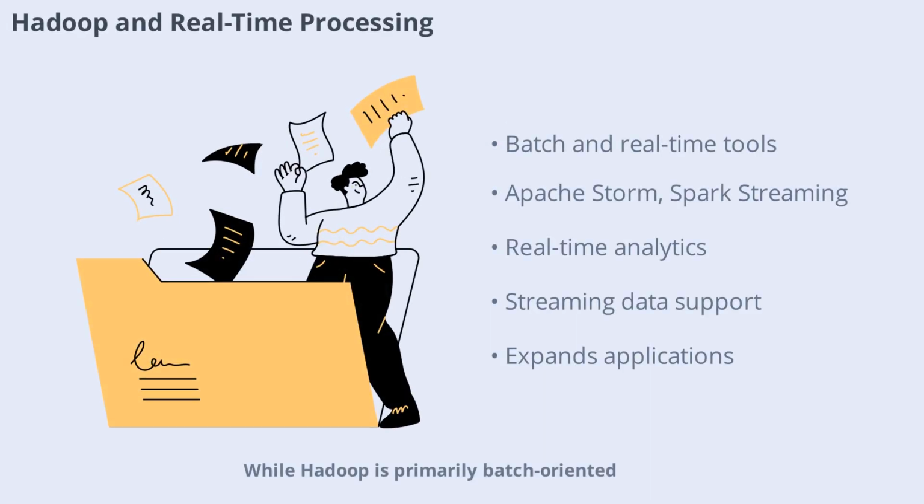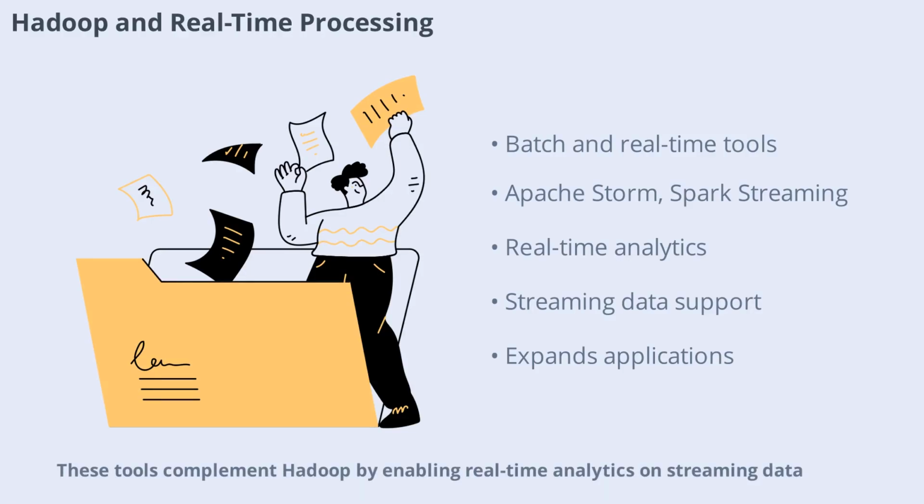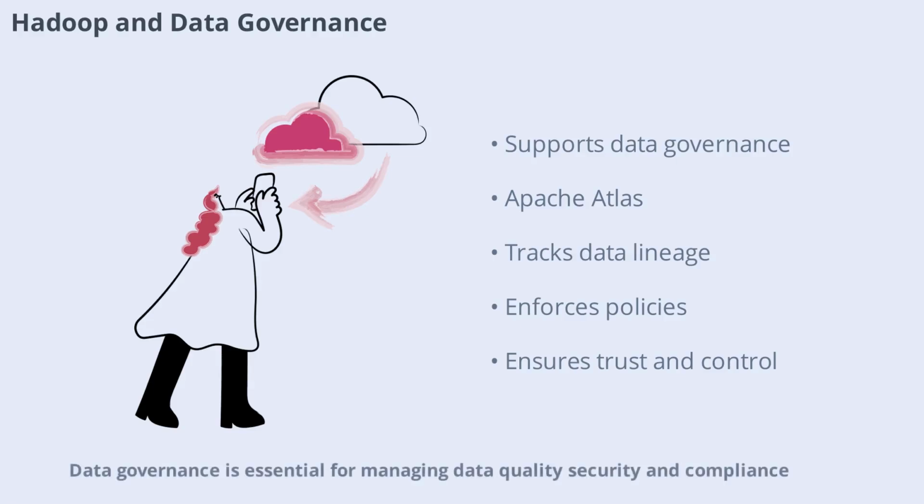While Hadoop is primarily batch-oriented, it can be integrated with real-time processing tools like Apache Storm and Spark Streaming. These tools complement Hadoop by enabling real-time analytics on streaming data, expanding the range of applications that can benefit from big data technologies.